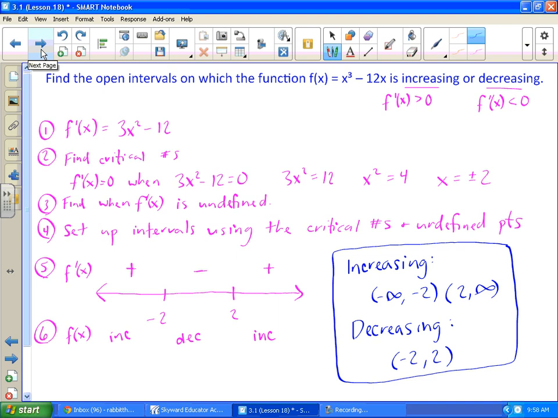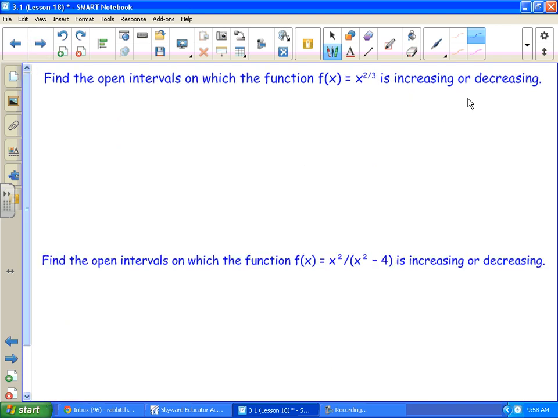All right, let's try another one then. Find the open intervals on which this function is increasing or decreasing. So first thing I have to do every time is what? Find the derivative. So let's go ahead and do that. Who's got the derivative for this one? So I bring the 2/3 down, and then it's x to the what power? Negative 1/3. So I can move this to the denominator, which I think is what you were doing, right? So 2 over 3 cubed root of x you could write, or x to the 1/3, whichever way you want is fine.